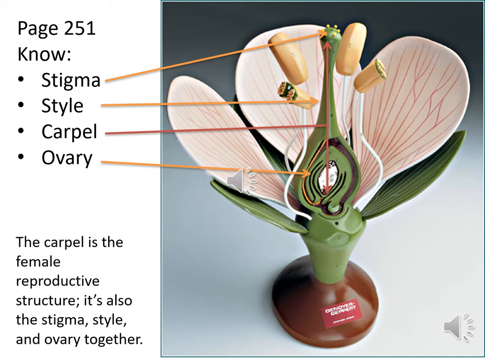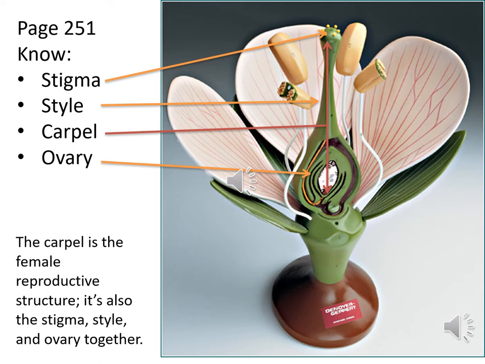Here we see the female reproductive structures of the plant. The carpel is all three of the female reproductive structures together, would be the stigma, style, and ovary. The stigma is the sticky landing platform that catches the pollen grains. If you have a pollinating insect like a bumblebee, he's going to fly to a plant, pick up the pollen from the anther. When the bee flies to another plant, the pollen can stick to that stigma and start the process of fertilization. The style connects the stigma to the ovary.